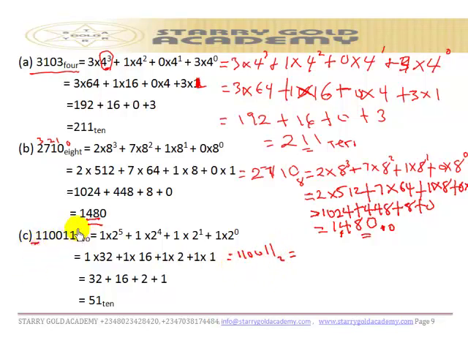So how do we get our powers? From unit 0, tens 1, 100 2, 1,000 3, 10,000 4, 100,000 5. So we have 1 times your base, that's 2 raised power 5, plus 1 times your base raised power 4, plus 1 times your base raised power 1, plus 1 times your base raised power 0.